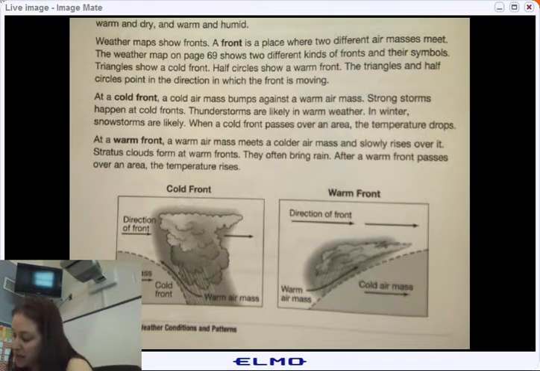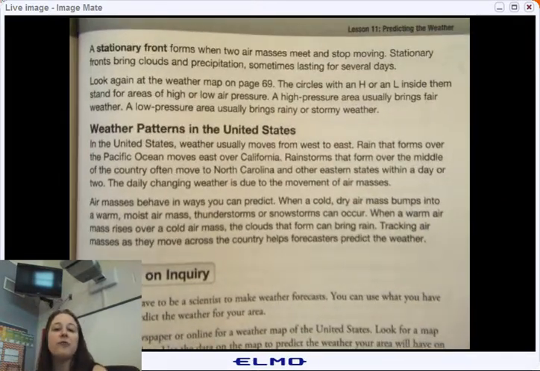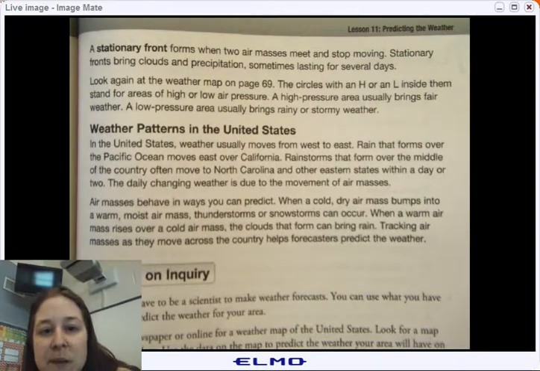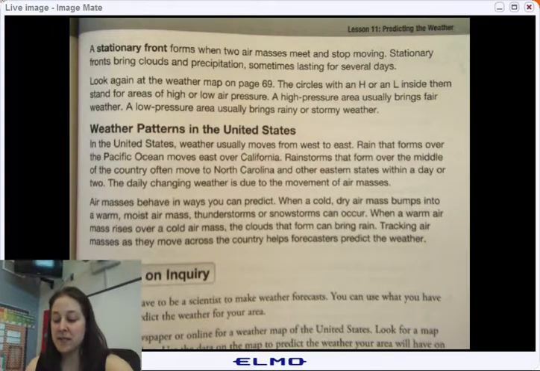We have not gotten to that part. Okay? Over on the next page, a stationary front forms when two air masses meet and stop moving. Stationary fronts bring clouds and precipitation, sometimes lasting for several days. Look again at the weather map on page 69.